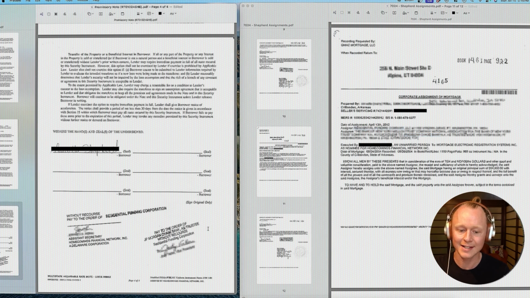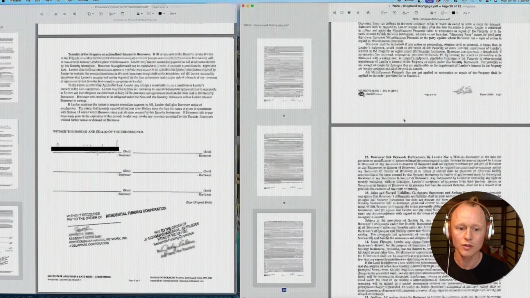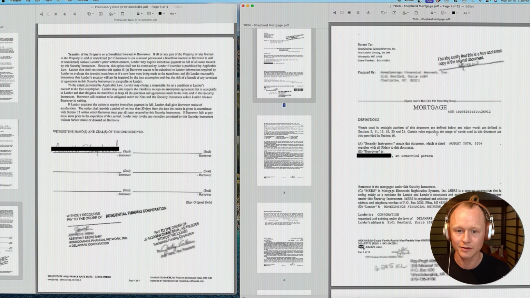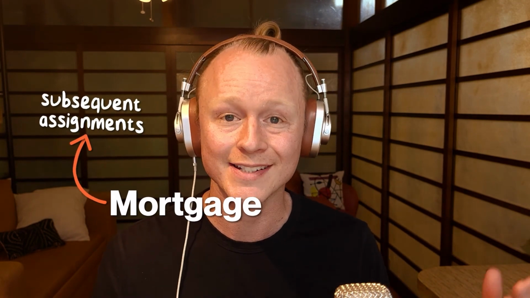So just like this allonge transfers from Residential Funding to JP Morgan Chase, this assignment transfers from Residential Funding to JP Morgan Chase. And there's a chain of assignments, but each one of the allonges has a corresponding assignment that transfers the ownership of the security instrument. So just like a note is transferred through the allonges, a mortgage is transferred through the assignments. And that is what makes up a complete collateral file: a note and its subsequent endorsements or allonges, and a mortgage and its subsequent assignments.